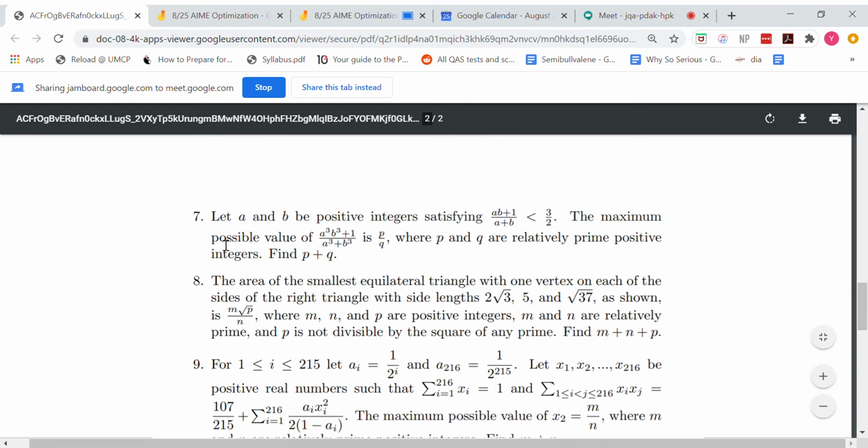Alright, so now let's look at problem 7. Let a and b be positive integers satisfying (ab + 1)/(a + b) < 3/2. What we're trying to maximize is (a^3 b^3 + 1)/(a^3 + b^3). Wow.